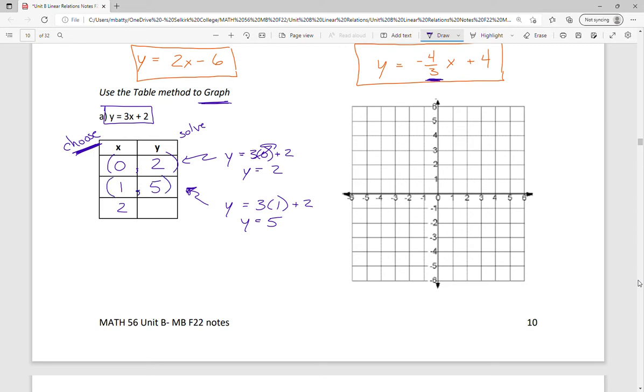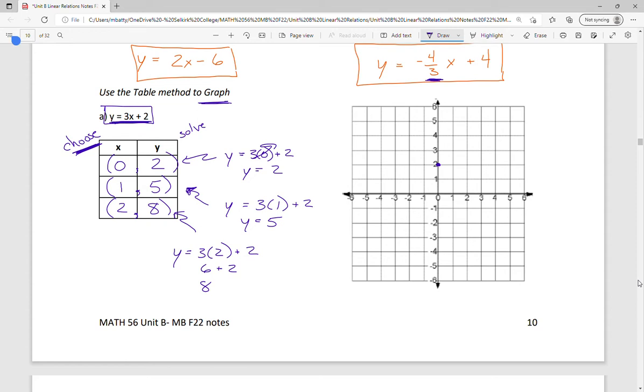I completed another ordered pair. The third one, and this is just for backup, you'll see in a minute, y equals 3 times 2 plus 2, so that's 6 plus 2, or 8. So I get a third ordered pair here. Now you can, if you want, graph as you go, but these three ordered pairs, if I put them on this coordinate plane, they should line up and make a nice straight line that is this equation graphed.